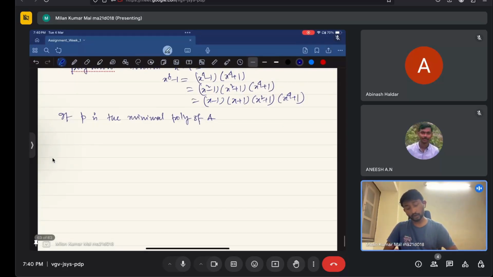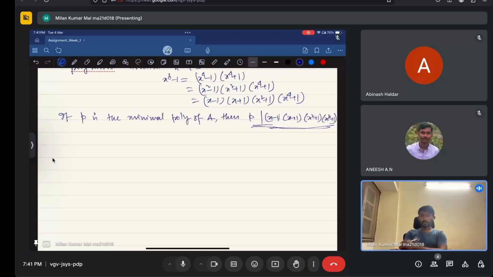P is the minimal polynomial of A, then P must divide the polynomial (x minus 1)(x plus 1)(x square plus 1)(x to the power 4 plus 1). This is the complete factorization of the polynomial x to the power 8 minus 1. And the polynomial is considered over the real field, so the minimal polynomial must contain only factors from here.